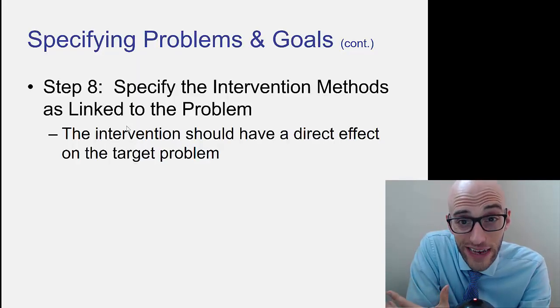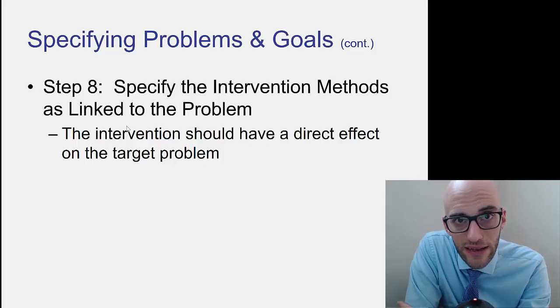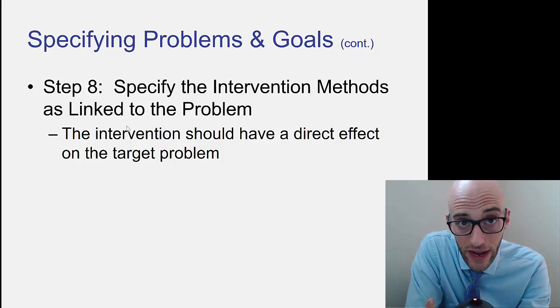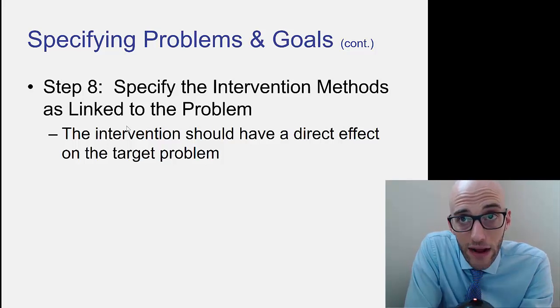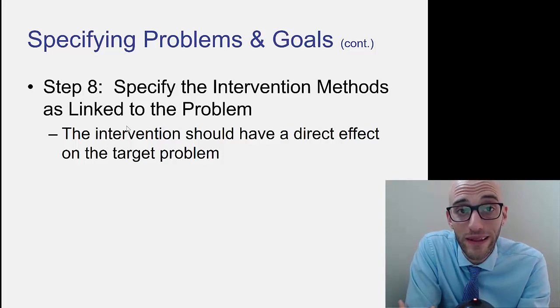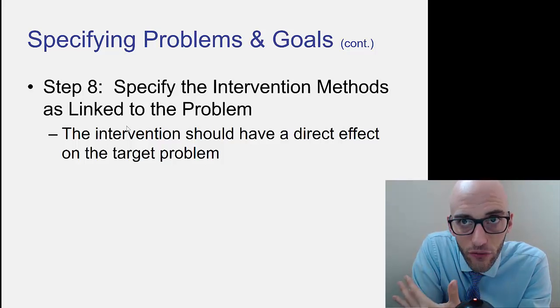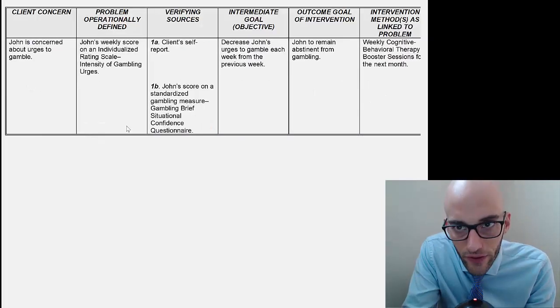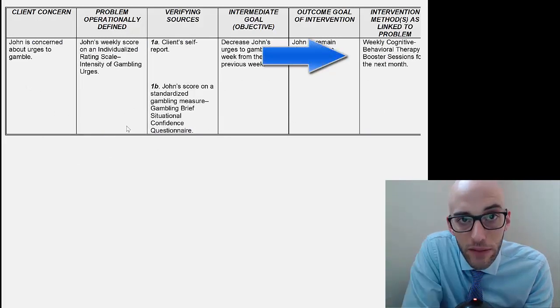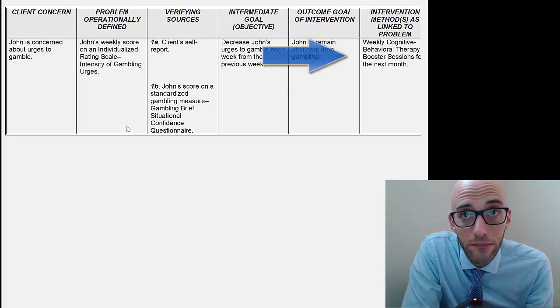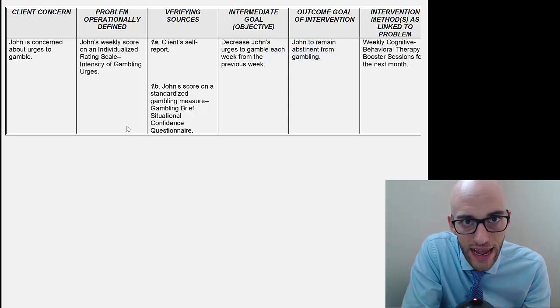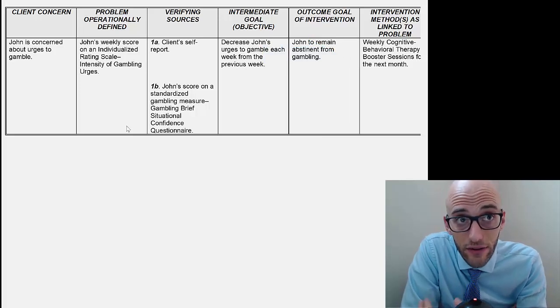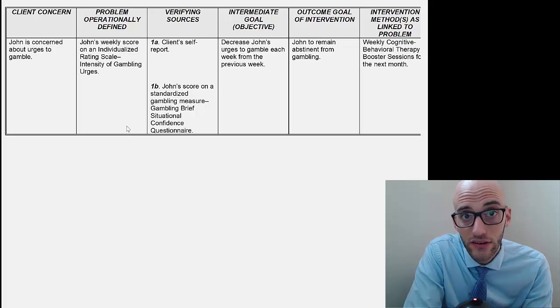Then step 8 is specifying which type of intervention you might use. Later in the semester, we'll be talking about where to find interventions that might be most effective for a specific client problem. Although this isn't an interventions course, I am hoping that you can walk away with an idea of where to find best practices or evidence-based practices for addressing your client's issue. An example from the handout on the website is weekly cognitive behavioral therapy booster sessions, so maybe CBT to address gambling urges. It could be mindfulness to address urges to gamble, or an ACT-based approach, whatever you might find within the literature that's suggestive of best practices for addressing gambling use disorder.